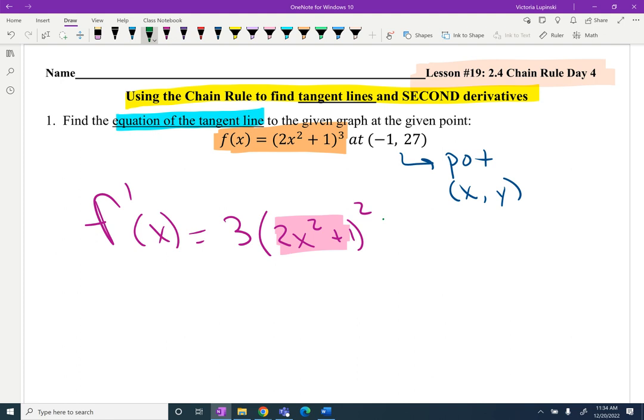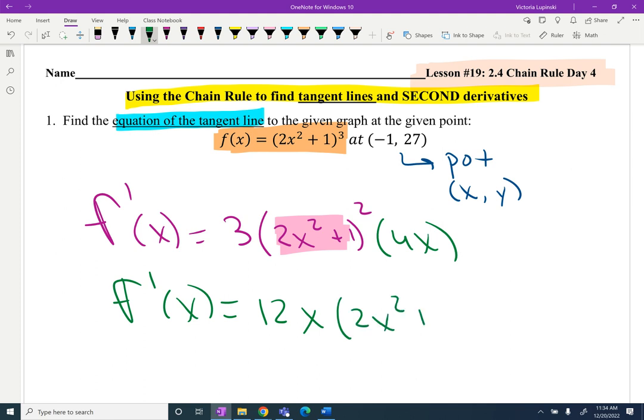What is the derivative of the inside? And that's it. So my derivative, complete with the chain rule, is 12x. I'll multiply the 3 times 4x. And then 2x squared plus 1 squared. Again, do not FOIL that out. You do not have to. Factored is better.